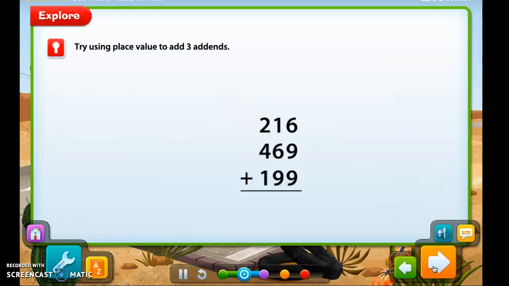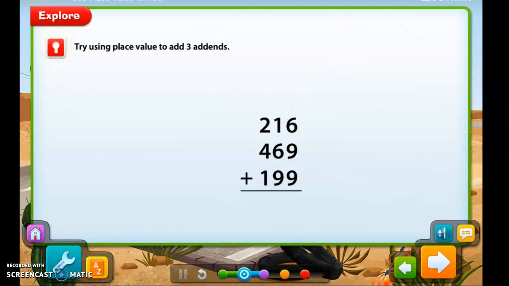Try using place value to add 3 addends. Okay, here we go. Let's see. I think they're going to tell us. Oh, never mind. Before I click it, why don't you help me walk through it, okay?